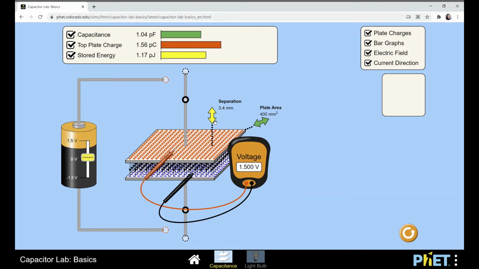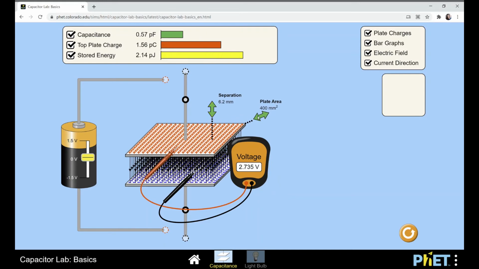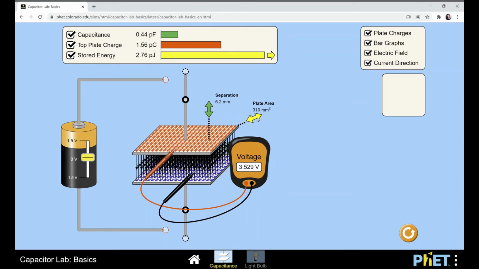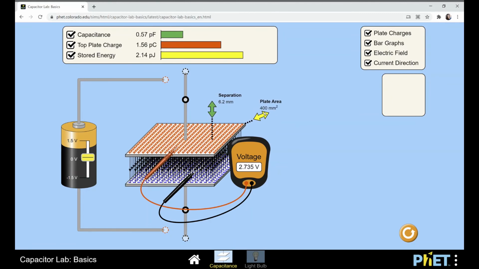And when we change the capacitance, we'll notice that the stored energy changes and the voltage changes, but the plate charge does not, and that's because the amount of charge that's on the plate is what it collected from the battery, and now that it's not connected, the charge has nowhere to go, so all that charge is just going to stay stored on that plate.